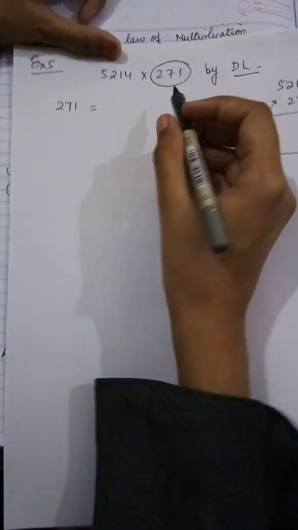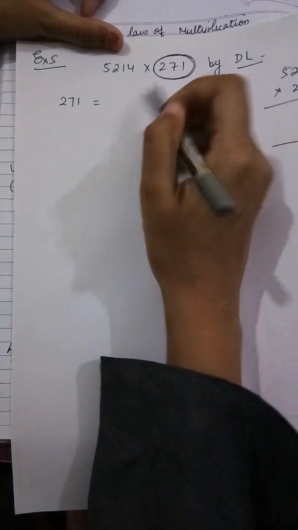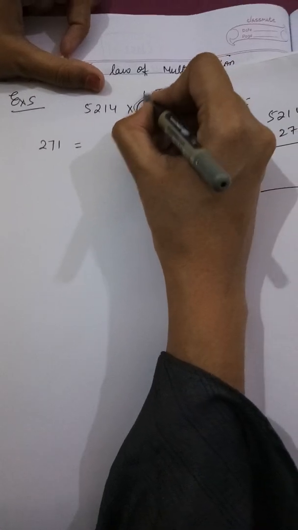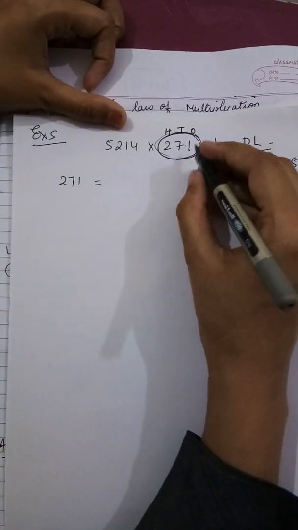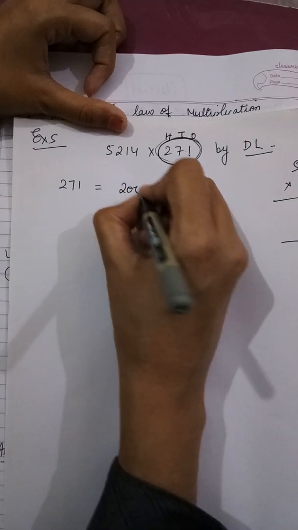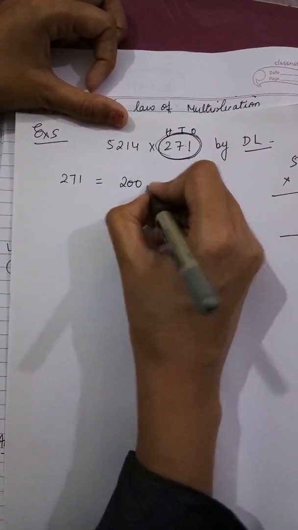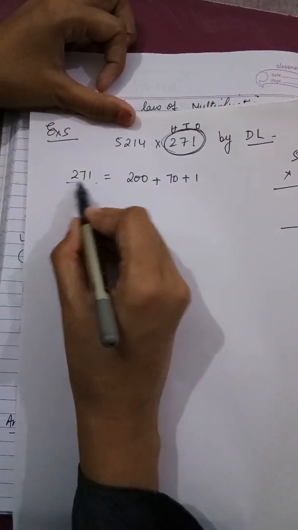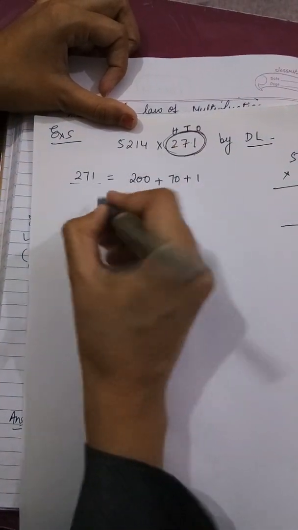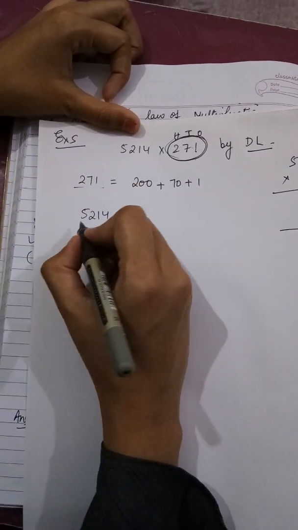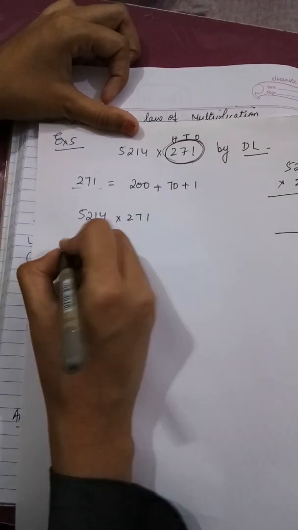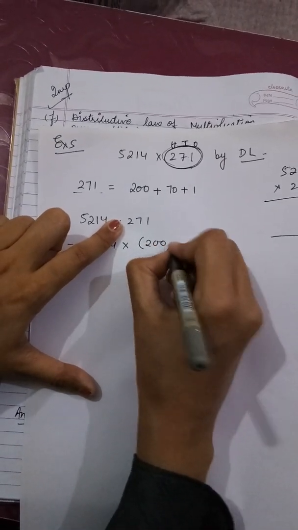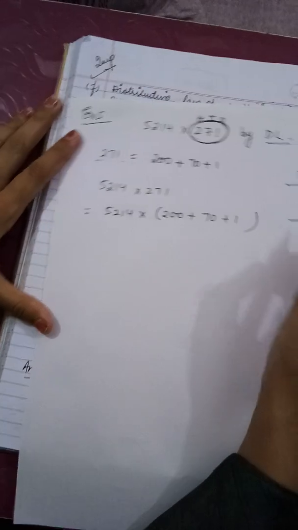Let's see now. Firstly, you are going to expand 271 because it is easy to expand 271. How you are going to expand it? This is ones place, tens place and hundreds place. So 1 is at which place? So how I can expand it? 200, because 2 is at hundreds place, so it will be 200, plus 7 is at tens place, so it will be 70, and then 1. So I can expand 271 like this. Now instead of multiplying 5214 by 271, I keep 5214 as it is, and instead of 271 I can write 200 plus 70 plus 1. I can write it like this.